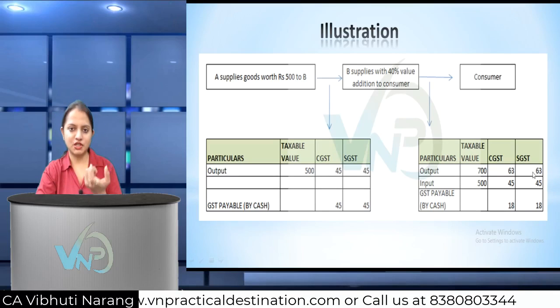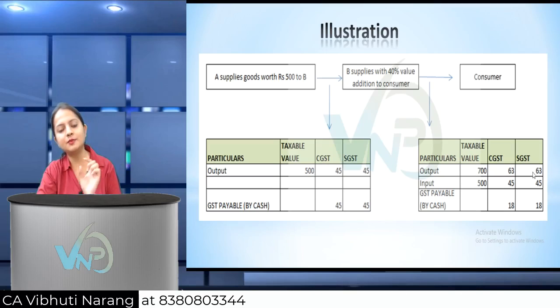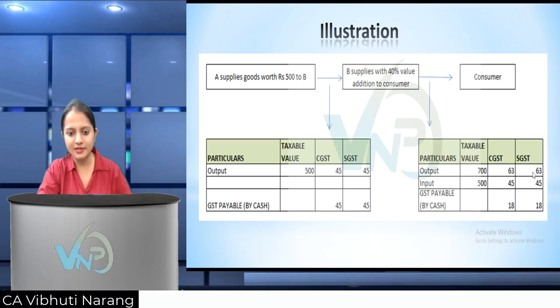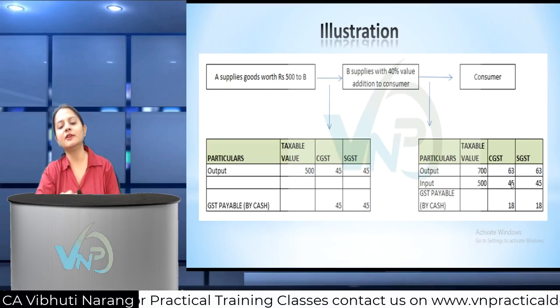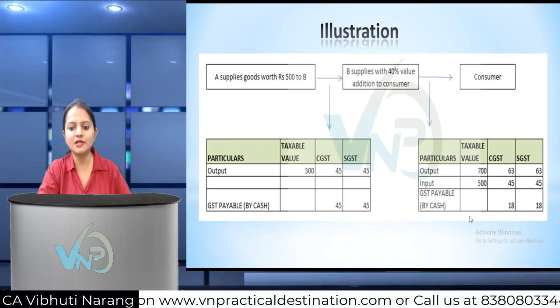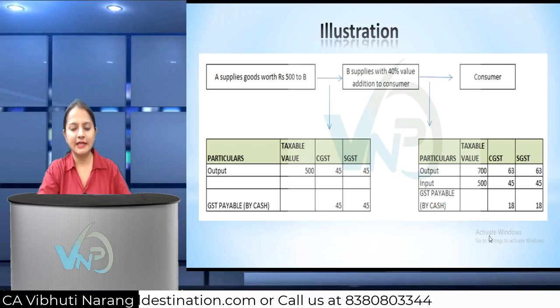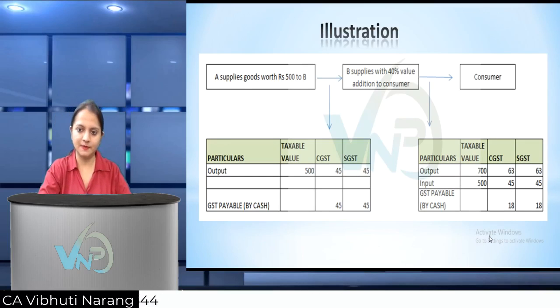Now the goods purchased by B from A become the purchases, meaning the tax paid on his purchases or expenses, which is 45 rupees. This 45 rupees is the input tax credit which B will avail while supplying goods to the consumer C. Now the GST payable by B is 18 rupees and 18 rupees, that is output minus input. So this is the basic concept of what input tax credit is all about.